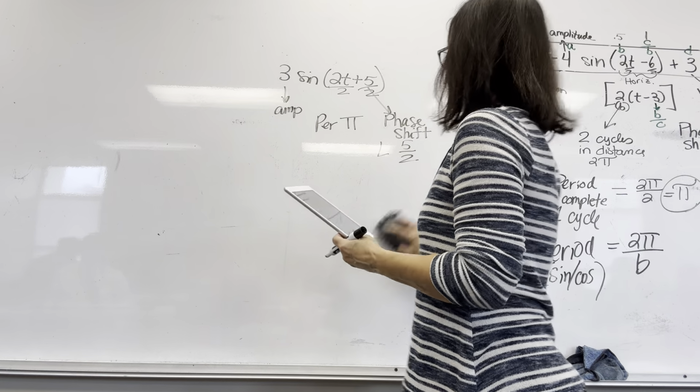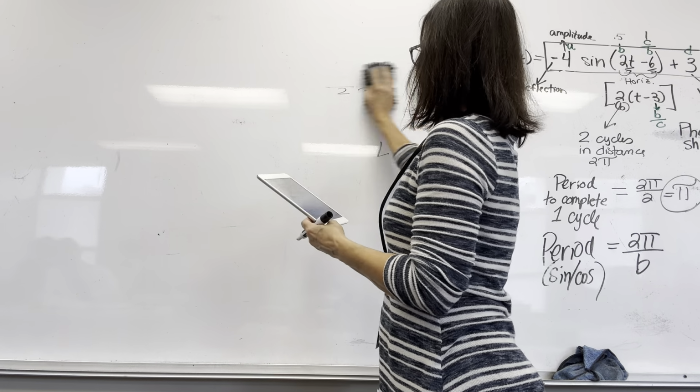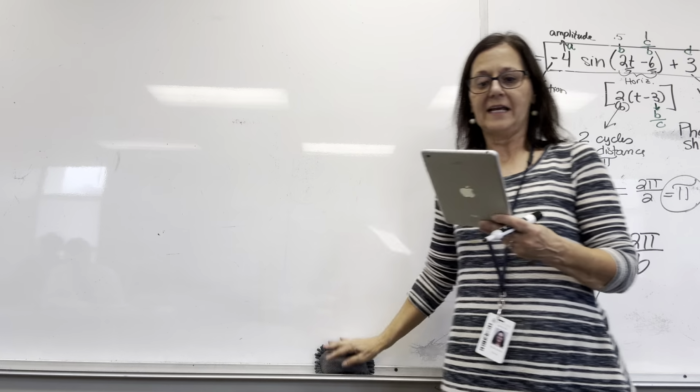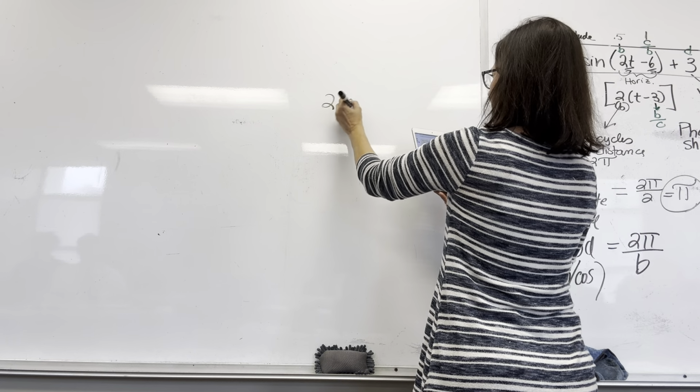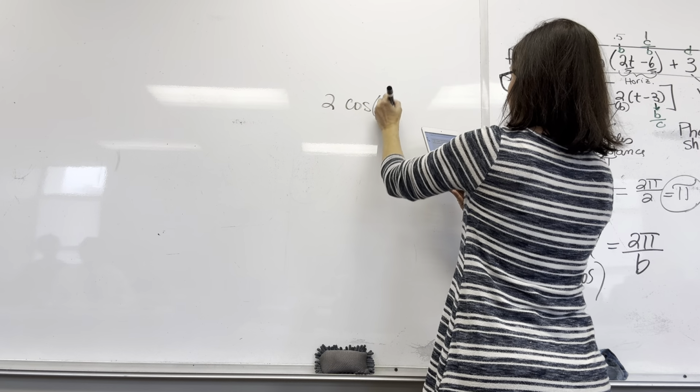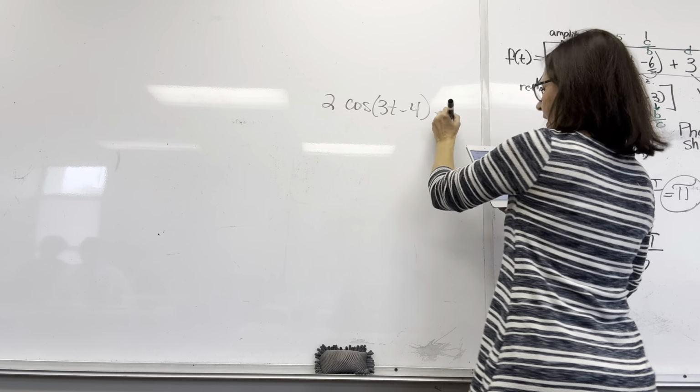Example 4. So everybody that answered that one can't answer one for this. So everybody else has to answer. Example 4 is 2 cosine 3t minus 4 minus 1.